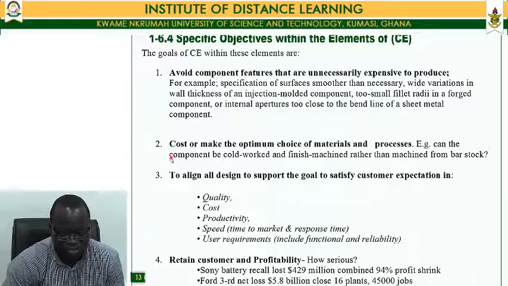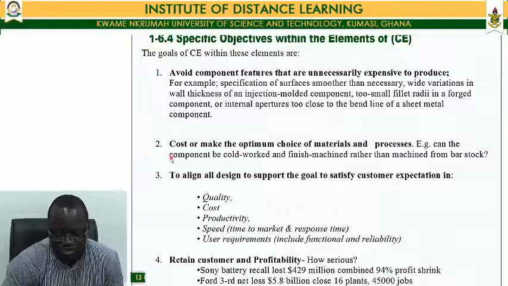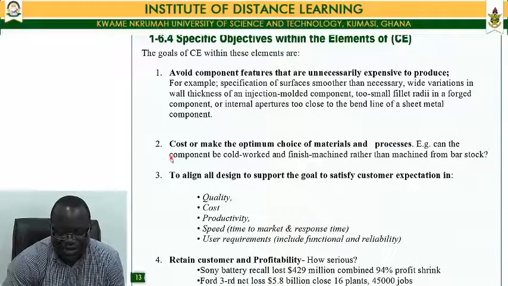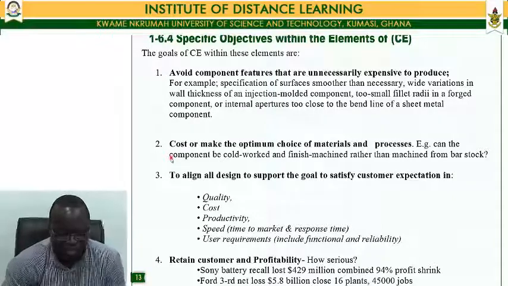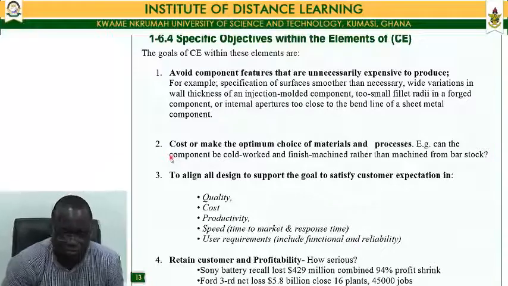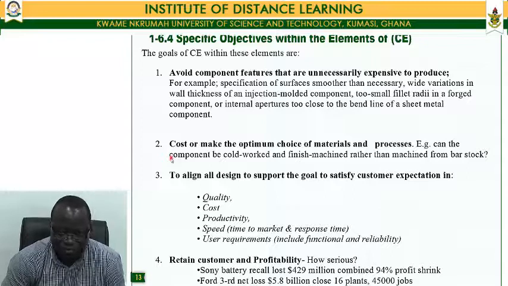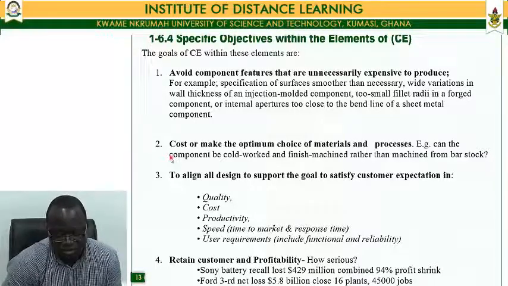In fact, that recall cost them $429 million combined, and it resulted in a 94% profit shrink. And eventually, Sony had to leave that laptop business more or less. So now you don't even see the Sony VAIO laptops any longer. This is having a problem with the battery. So that is the cost of a wrong design, and that can really hit the company.